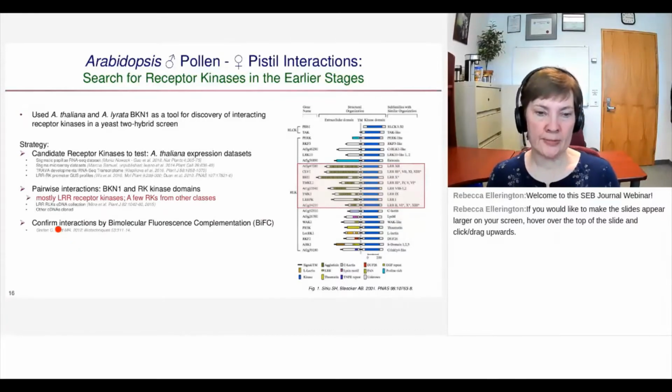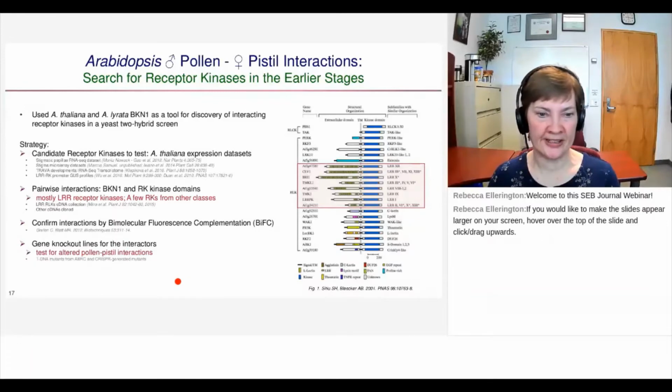Okay, and positive interactions were then confirmed by bimolecular fluorescence complementation, BiFC. I'm not going to show you this today because I want to move on to the other part after I show you the 2 hybrid screen, which is to look for mutant phenotypes. So for the interactors, we found gene knockout lines and looked to see if they had altered pollen pistil interaction phenotypes.